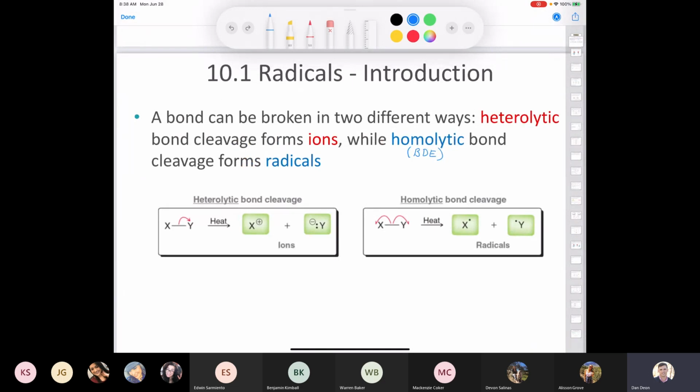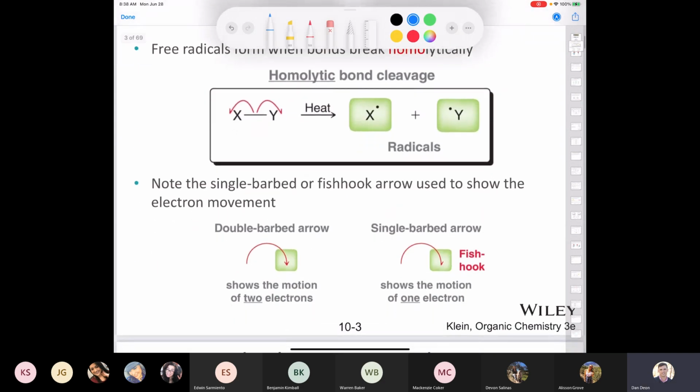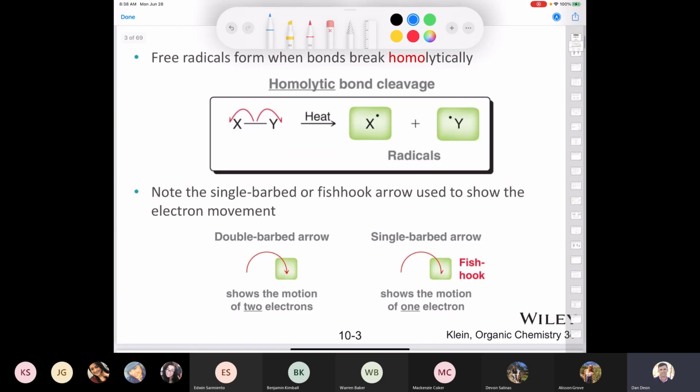And of course, as I told you on the first slide, you notice that the first arrow is a double-headed arrow that represents the flow of 2 electrons, whereas each one of these curved arrows represents the flow of 1 electron. We call these the fishhook arrow. So again, the double barbed arrow shows the movement of 2 electrons, and the single barbed arrow is what we call the fishhook, and that shows the motion of 1 electron.